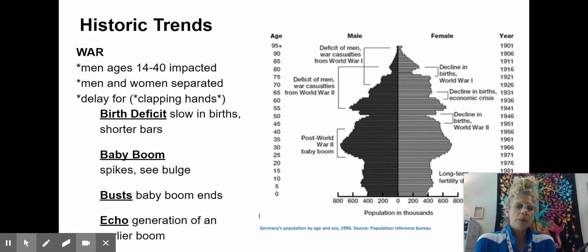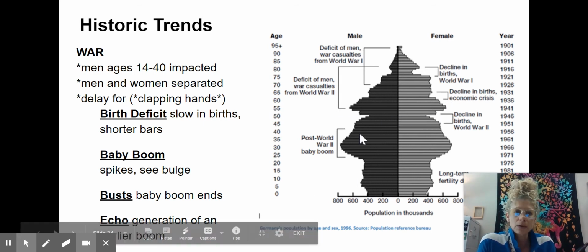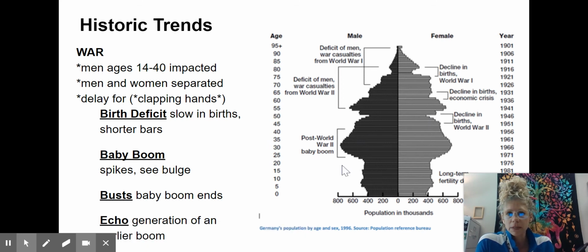So you see what's called a birth deficit. And that's basically, this is one of your dictionary words, this is slow in birth. So you're going to have shorter bars at the bottom of babies being born in that population pyramid. You can see that there. And you can also see these indentions here where there are signs of birth deficits.